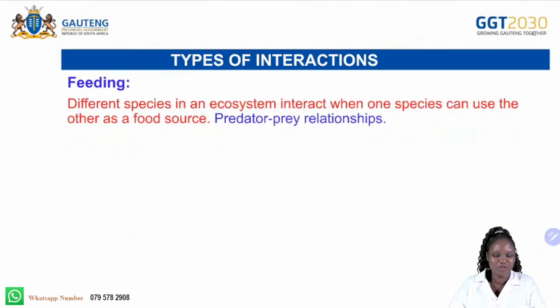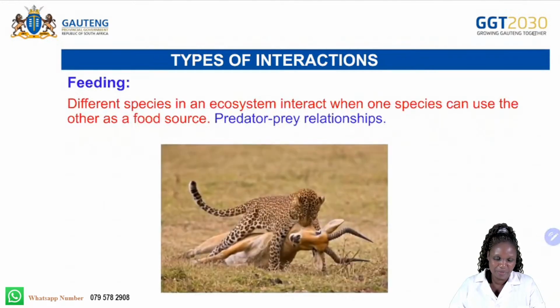Okay. Are we moving together, grade 8? Good. Let's move together. Let's look at feeding. Different species in an ecosystem interact when one species uses the other as a food source. For example, the predator-prey relationship. When we say predator-prey relationship, do you understand what we're talking about? A predator is a hunter, all right? And then a prey is the hunted.